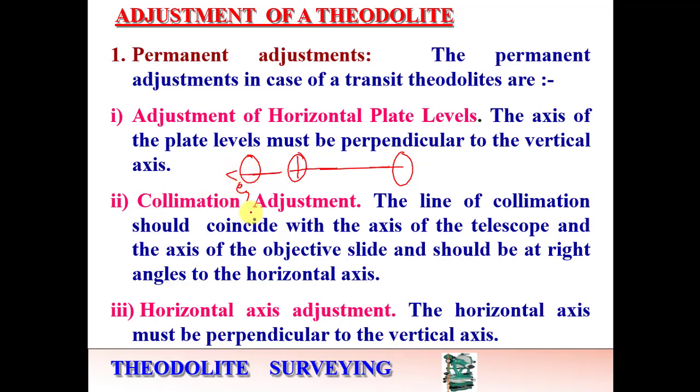Okay, so this is the collimation adjustment. If this does not happen, then your angle will not be a correct value. Horizontal axis adjustment: the horizontal axis means this axis is perpendicular to your vertical circle. The vertical circle we already covered in the previous slides. And what is the vertical circle?